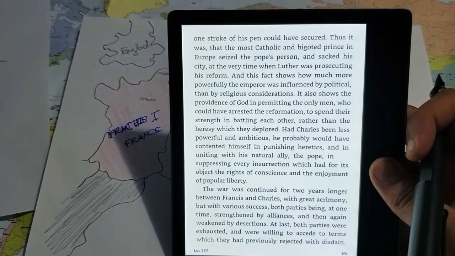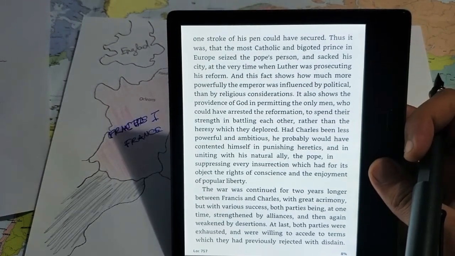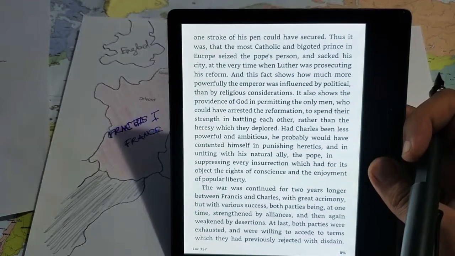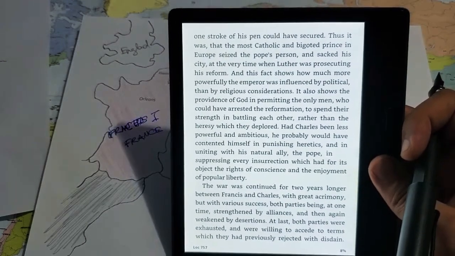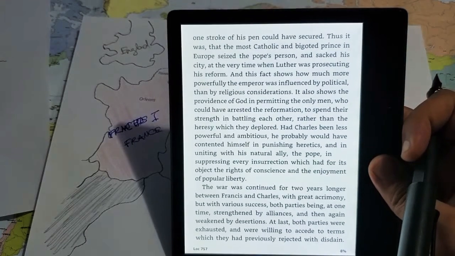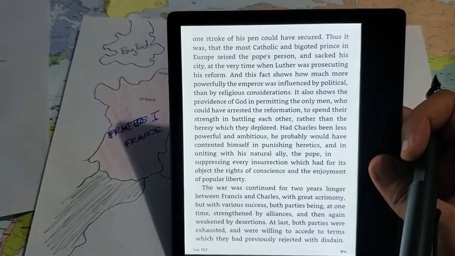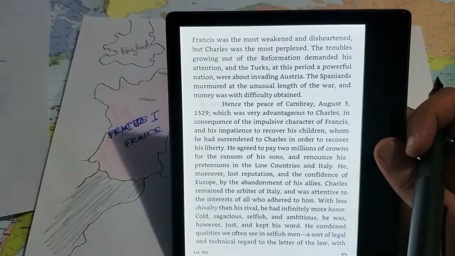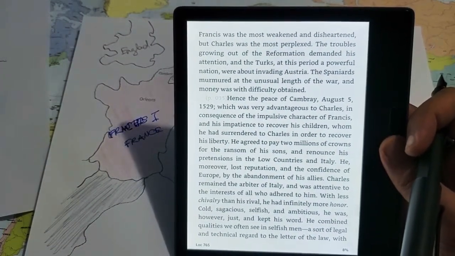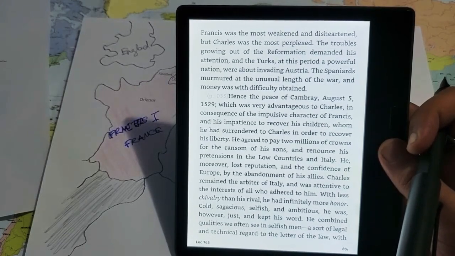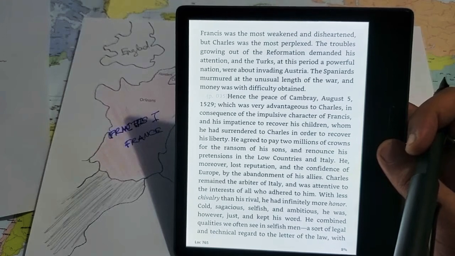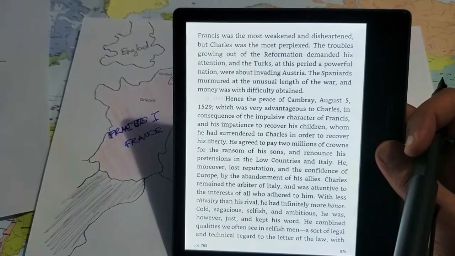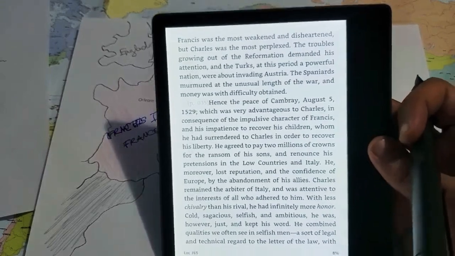The war was continued for 2 years longer between Francis and Charles, with great acrimony, but with various successes, both parties being at one time strengthened by alliances and then again weakened by desertions. It's a roller coaster, I'm warning you now. At last, both parties were exhausted and were willing to accede to terms which they had previously rejected with disdain. It's like the Brexit deal. Francis was the most weakened and disheartened, but Charles was the most perplexed. The troubles growing out of the Reformation demanded his attention, and the Turks at this period, a powerful nation, were about invading Austria. The Spaniards murmured at the unusual length of the war, and money was with difficulty obtained.